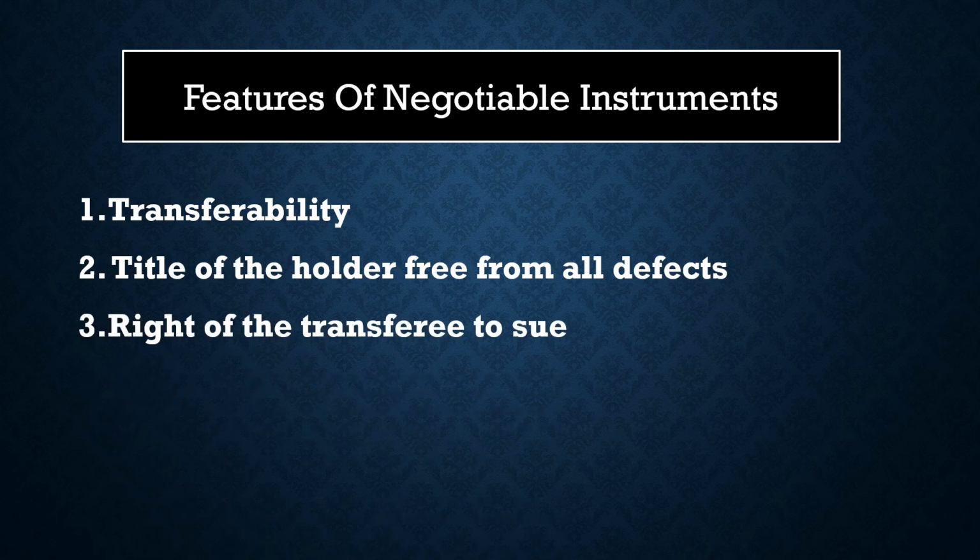Wills. So the next feature is right of the transferee to sue. Transferee means the payee. The person who is holding the check can sue. Sue means file a case against the person from whom he received it if the check is dishonored. Dishonored means the check has bounced. If there is a case of bouncing of check in the bank, he can sue, that is, he can file a case against the person who gave the check.